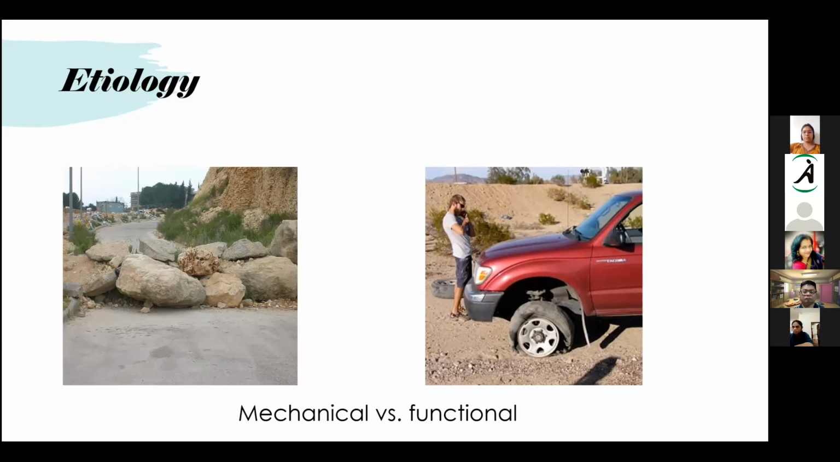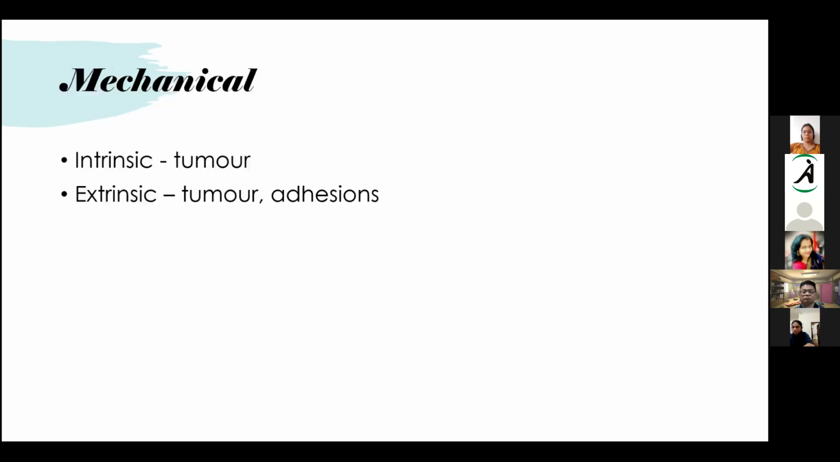So this is the classification between mechanical, where there is an actual mechanical obstruction, versus a functional bowel obstruction, where there is no mechanical obstruction, but somehow the bowel is not able to push the contents forward. So again, mechanical can be intrinsic as well as extrinsic. As we discussed in the previous slide, mechanical obstruction is where there is an actual block to the forward flow of the contents.